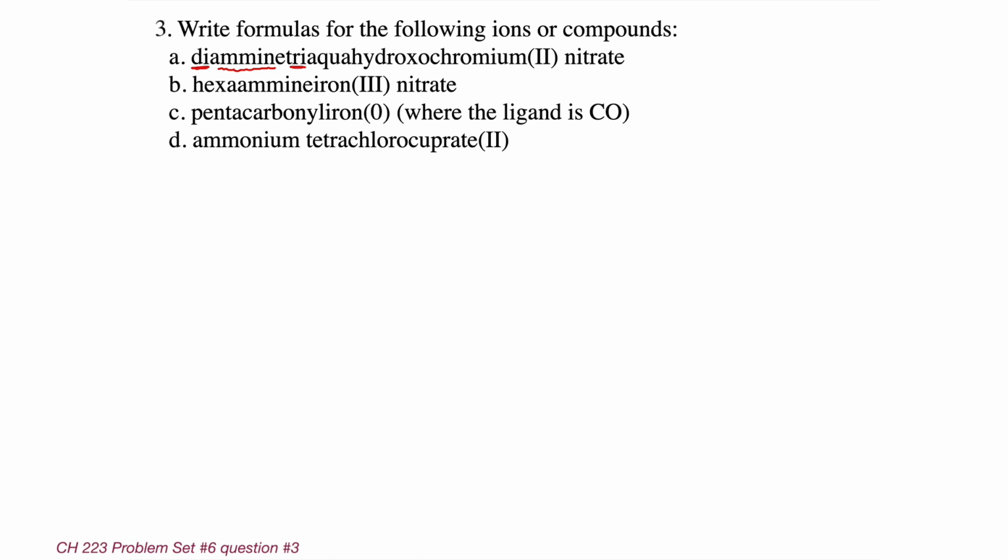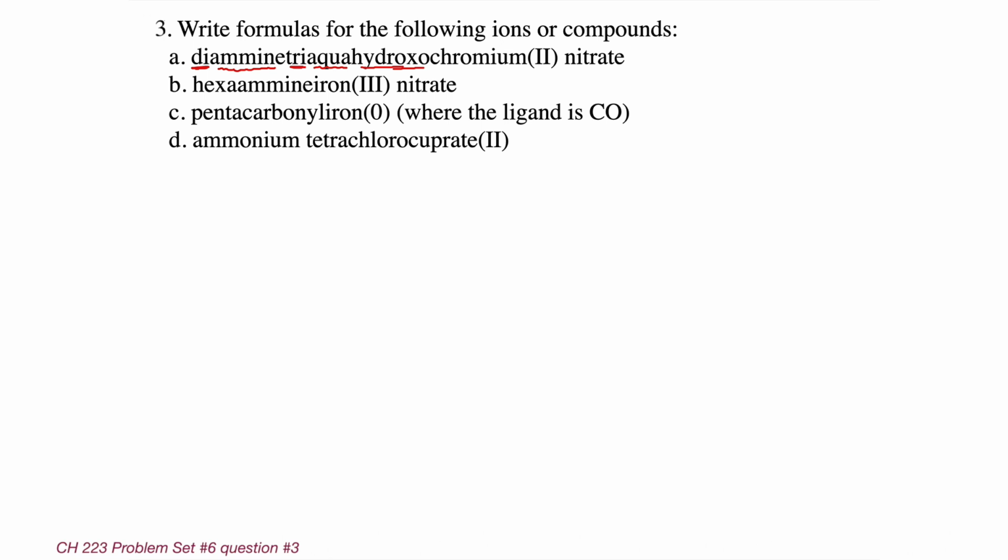Ammonia. And the aqua means water. Hydroxo is hydroxide, OH minus. And we've got a chromium 2, so that's chromium plus 2. Now, first of all, let's see if we can do just the part on the left, and we'll worry about the nitrate here in a little bit.